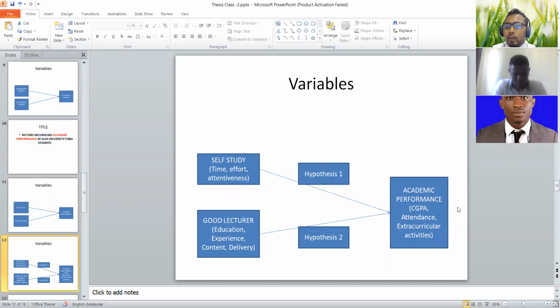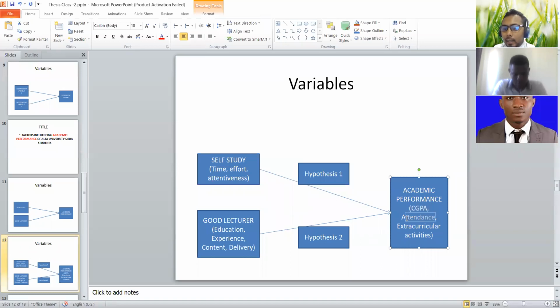You see the academic performance. It can be measured by CGPA. It can be measured by attendance. If your attendance is good, then your academic performance is good. Your extracurricular activities, if you join some club or other social activities, then your academic performance is also good. So these are the measures to measure the academic performance.